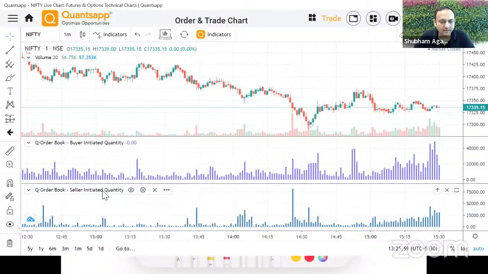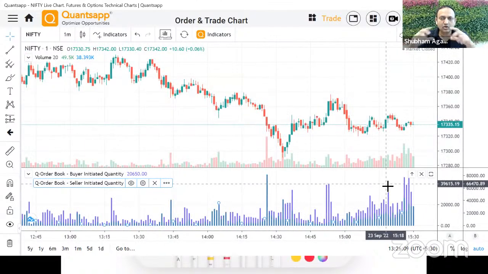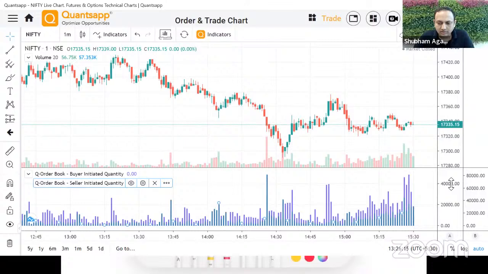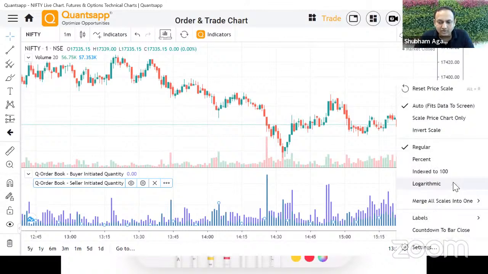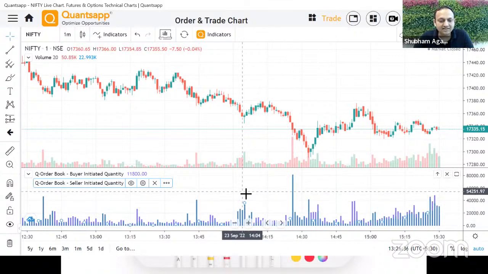If you just scroll over here and go to more, sorry, you see there are 3 dots. Move to existing pane above. So now we have both the indicators in a single pane. Now, if you see, there are still 2 different scales on the right hand side, which we don't want. We want a single scale. So I'll right click over here and say merge all scales into one on the right. Okay. So now we have a single scale, so that we can compare how much were the buyers and how much were the sellers. But still this data is not very readable.